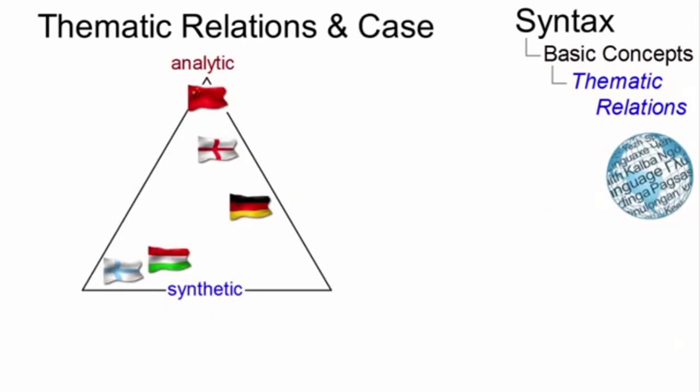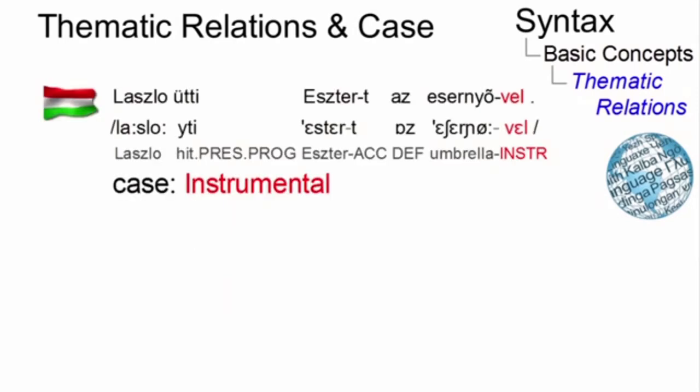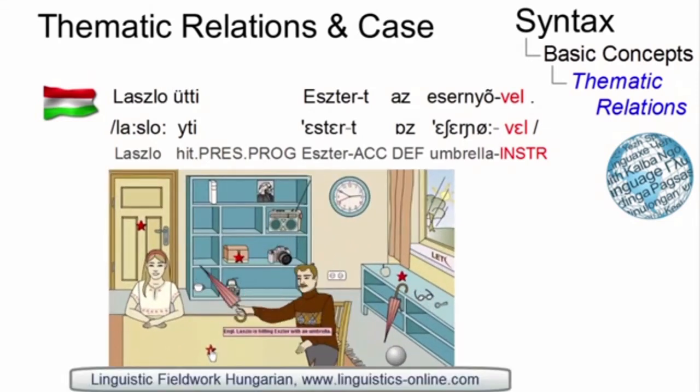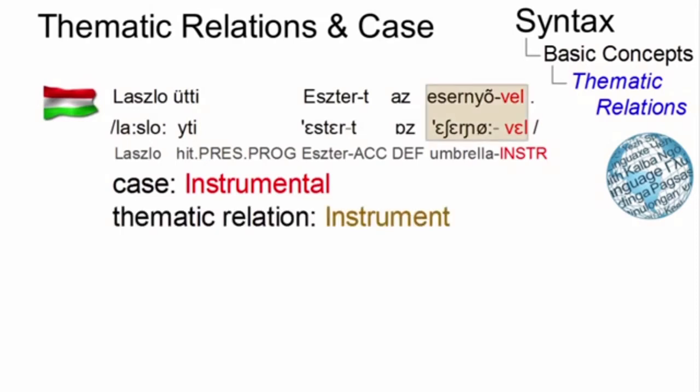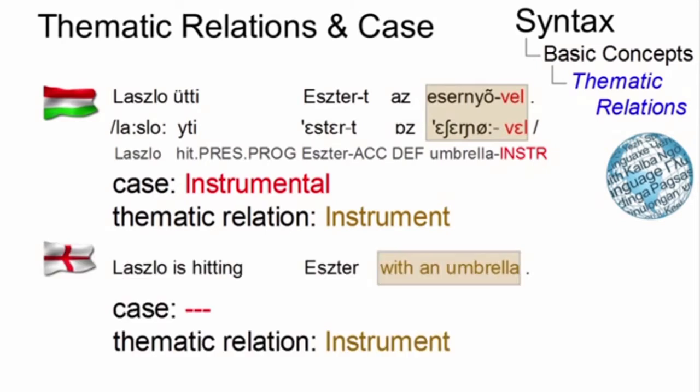In many synthetic languages, thematic relations may be reflected in case marking. For instance, Hungarian has an instrumental case ending. László üti Esztert az esernyővel. And this case ending explicitly marks the instrument of a sentence. More analytic languages, like English by contrast, often mark such thematic relations with prepositions.